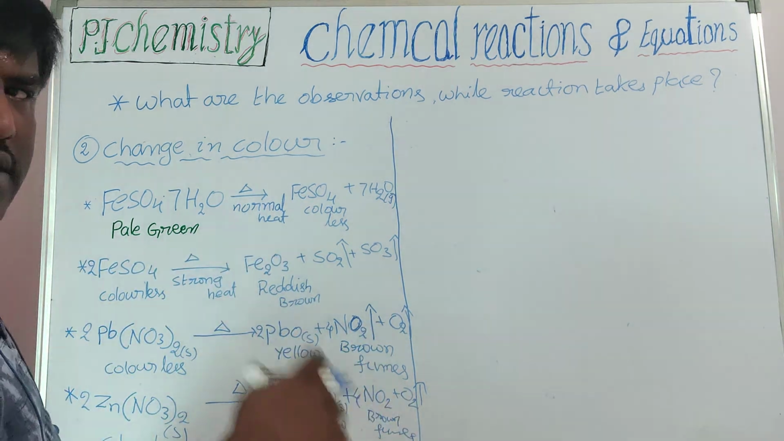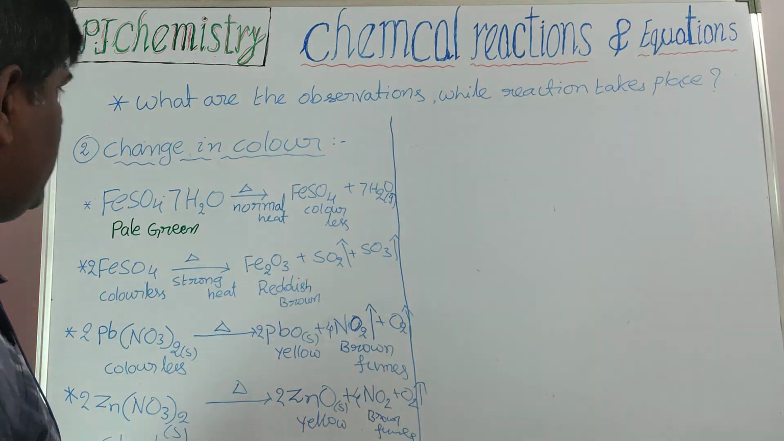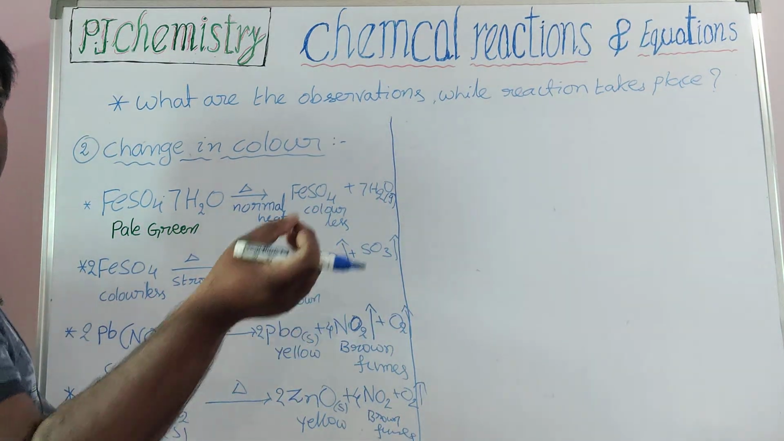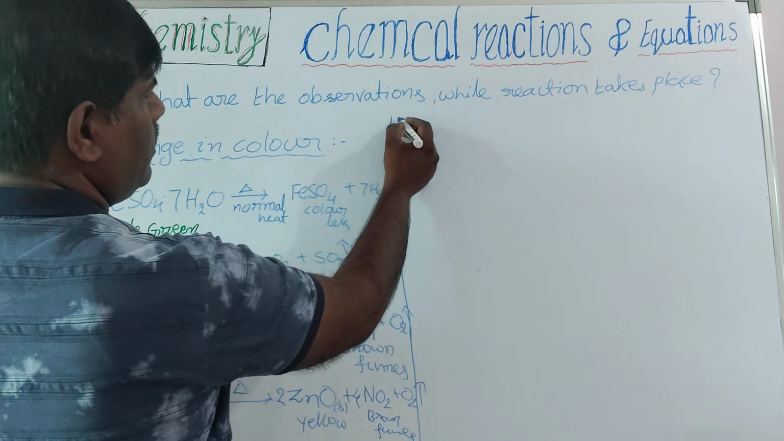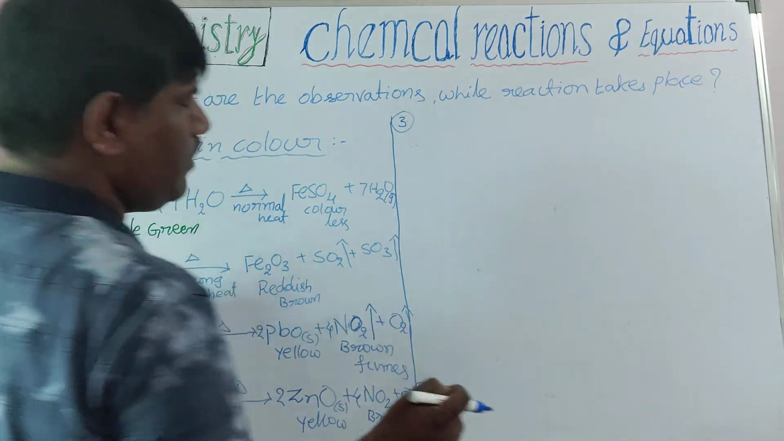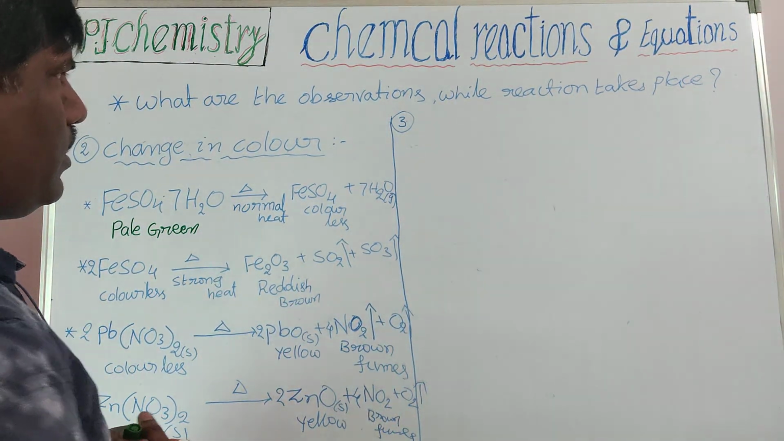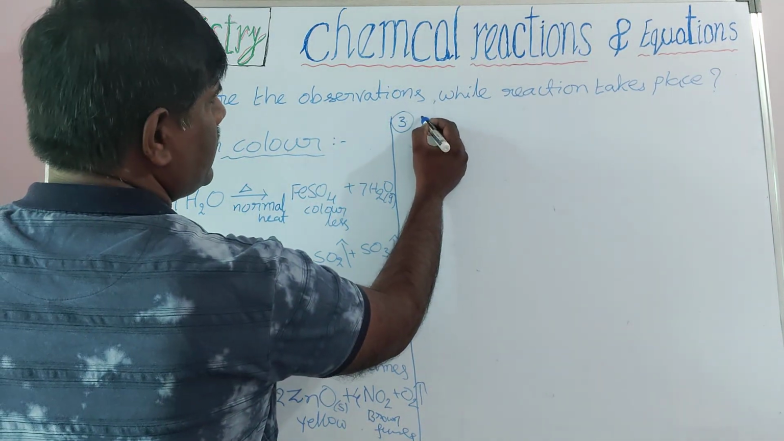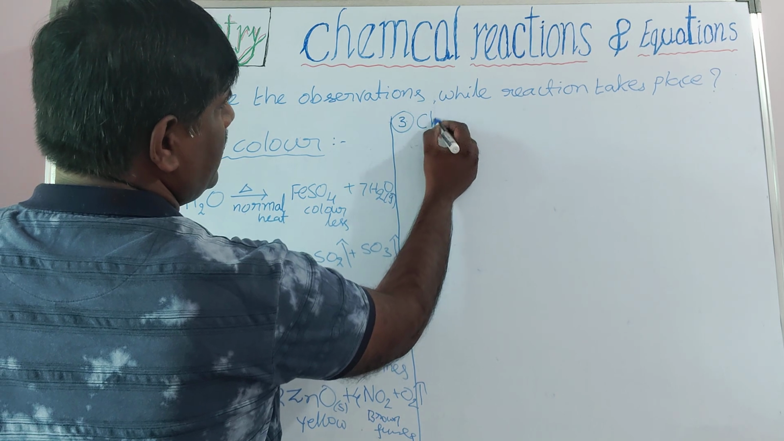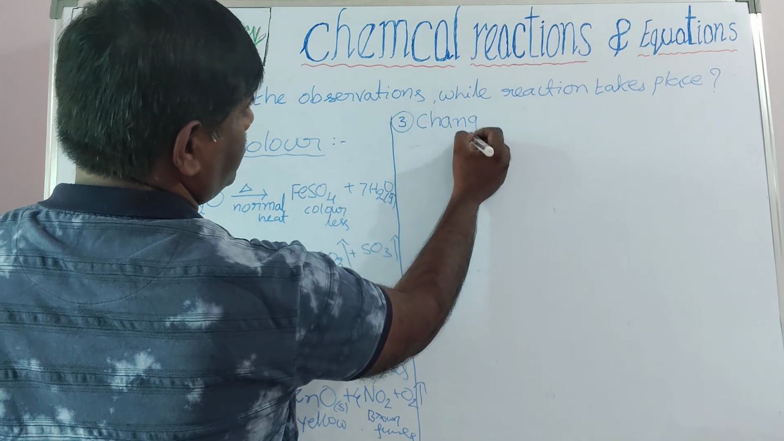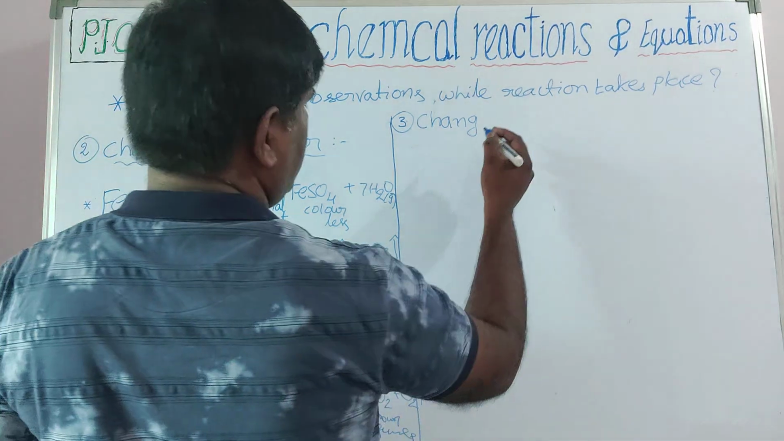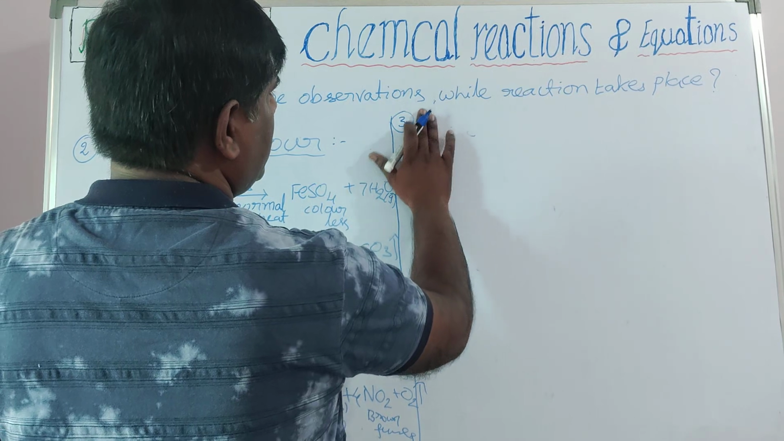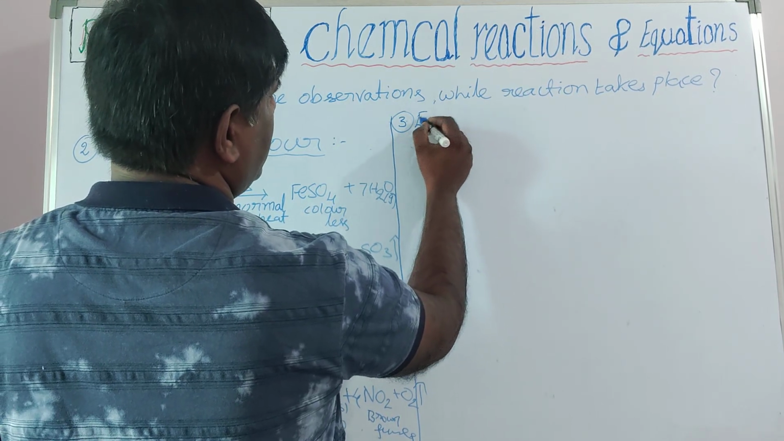Again, we are going to discuss reaction-wise and I will give more examples. For each color change, we will take one or two examples. Time is not sufficient, and it will become lengthy if we discuss more and more. Next, change in temperature. Before that, I will give evolution of gas.